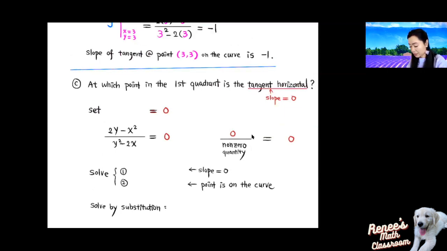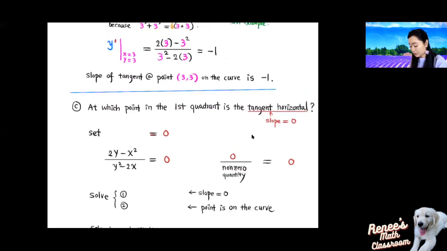Part C over here: at which point in the first quadrant is the tangent horizontal? That means the slope of the tangent will be equal to 0 at that point. So we're going to set the first derivative equal to 0, because the slope of the tangent is equal to 0. So set y prime equal to 0. Y prime is equal to this, so we have this equal to 0.